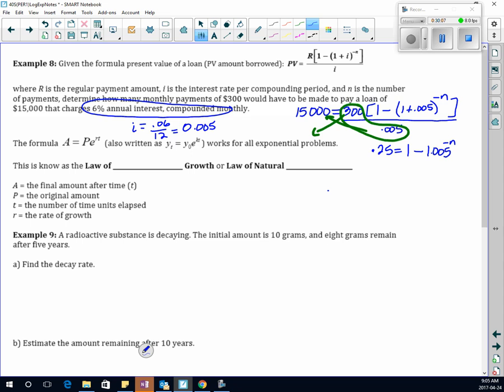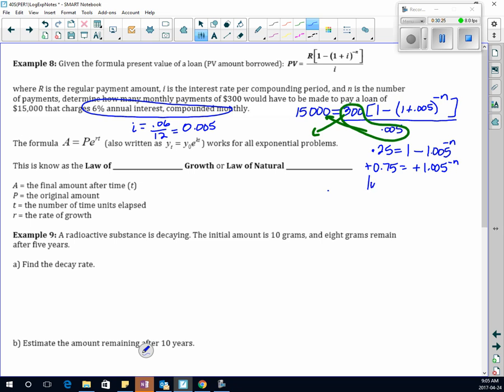Get rid of the 1. So then I get negative 0.75 equals negative 1.005 to the power negative n. Then what would I do? Get rid of the negatives. So I'm going to make those both positive. Then what am I going to do?